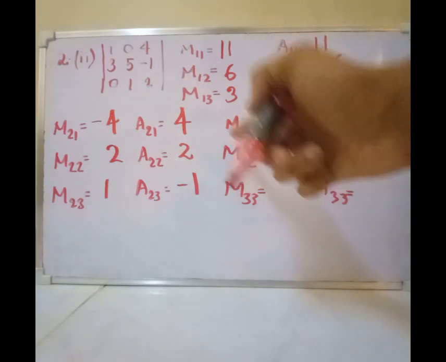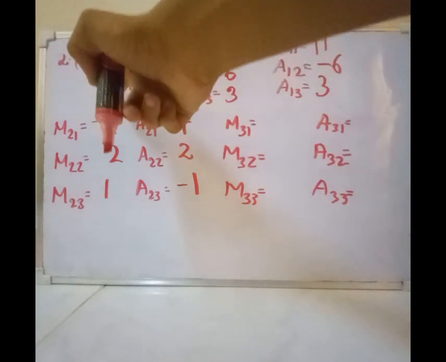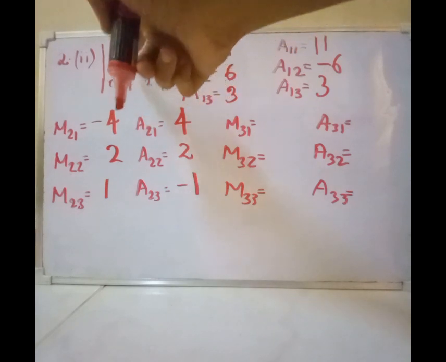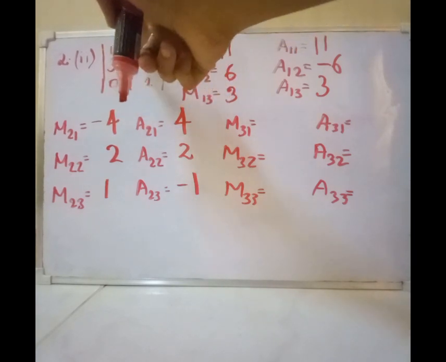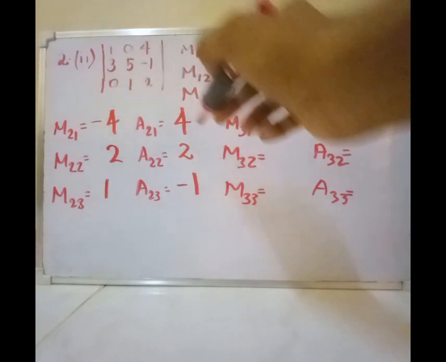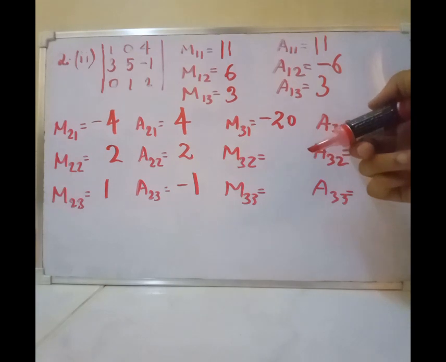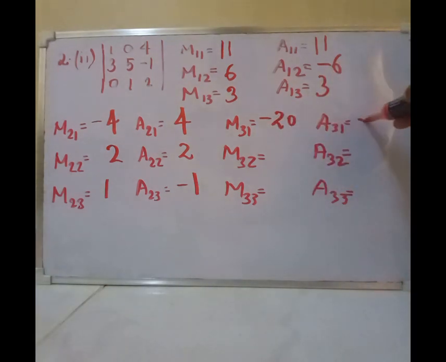Then M31, third row and first column. So 0 into minus 1 minus 5 into 4. So 0 minus 20. So it is minus 20. So 3 plus 1, it's even. So write the same minor itself.